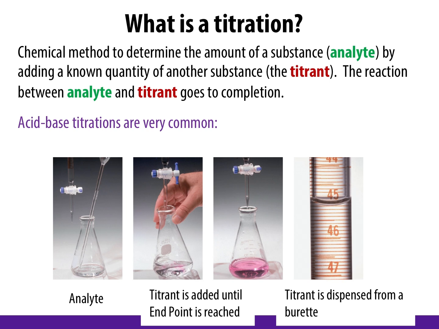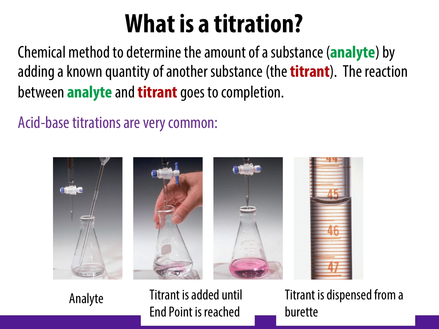So a titration is a method to determine the amount of a substance, known as the analyte, by adding a known quantity of another substance, the titrant. And our idea is that this reaction goes to completion. So we have an analyte down here, a titrant in this burette. We keep adding our titrant until we reach what's known as the equivalence point, sometimes the end point. In this case, for this phenolphthalein titration, it's this familiar faint pink color that we're aiming for.